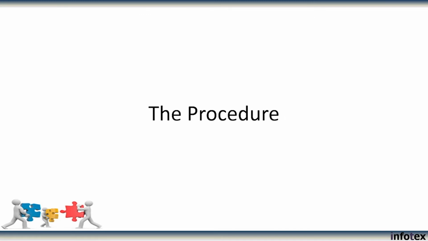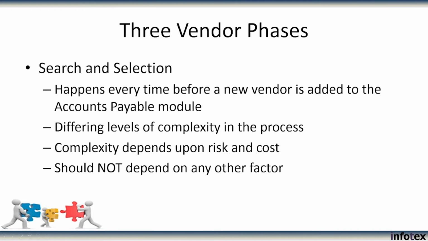The procedure has 3 vendor phases, starting off with search and selection. This process happens before we add the vendor into accounts payable. We must have some basis for the selection of the vendor. The complexity of the process depends on the risk.